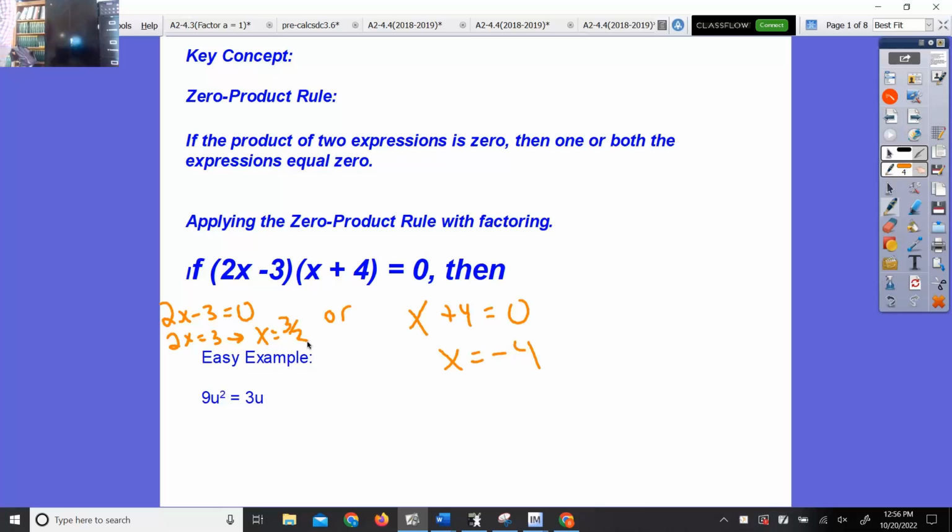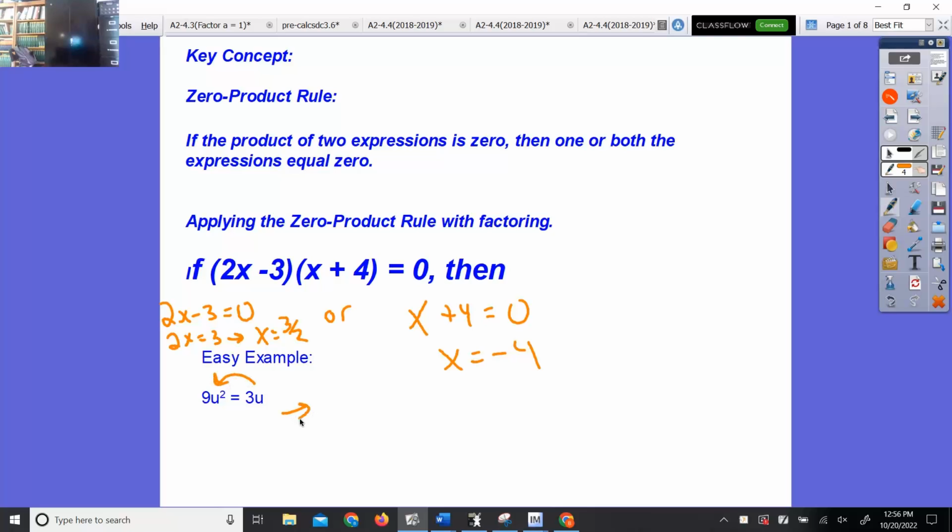Next example is pretty easy. It is a zero product rule. 9u squared equals 3u, but it has a problem. What is it not equal to? 0. Obviously, if you use the zero product rule, you have to equal what? 0. So how do you fix that? Subtract your 3u. Move your 3u, whatever you want to say.